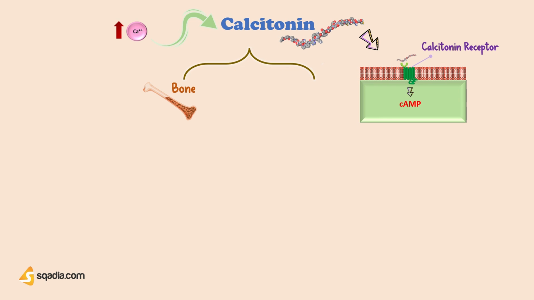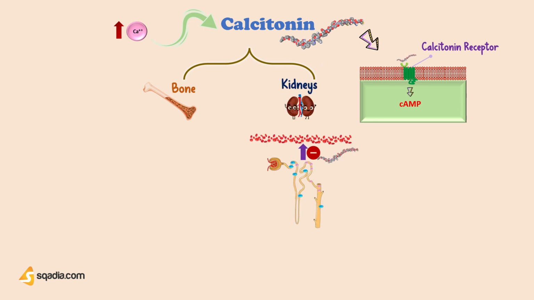The two main target organs for calcitonin are bone and kidney. In kidneys, calcitonin inhibits the reabsorption of calcium and phosphate from renal tubule, hence excreting them as a result. However, these renal effects are of short duration and do not hold much importance.